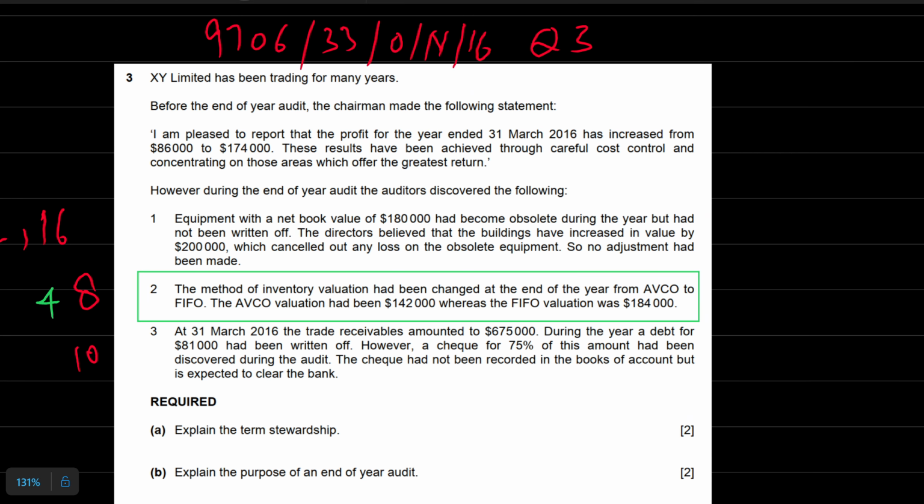It is question number 3, October November 16, paper 3. The method of inventory valuation has been changed at the end of the year from AVCO to FIFO, the same situation as in the last question. The AVCO valuation had been 142,000 whereas the FIFO valuation was 184,000.